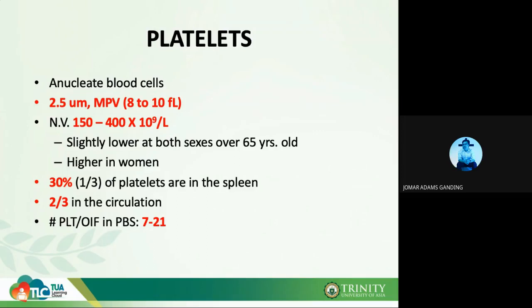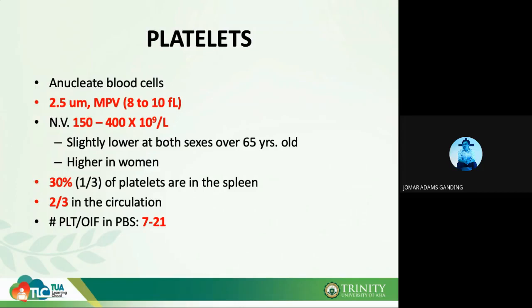On the other hand, we have the remaining two-thirds, or 70%, of platelets which are circulating in your peripheral blood. That's why we collectively call them your circulating platelets.